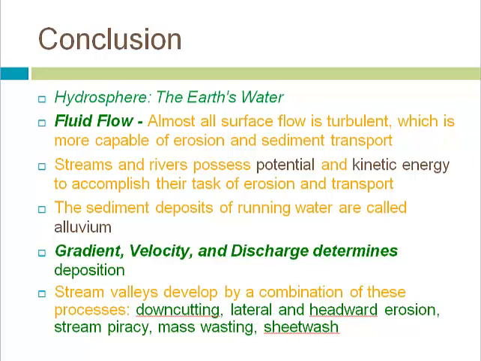And then stream valleys develop by a combination of these processes of downcutting, lateral and headward erosion, stream piracy, mass wasting, and sheet wash.